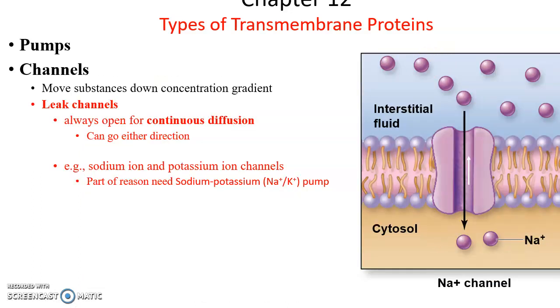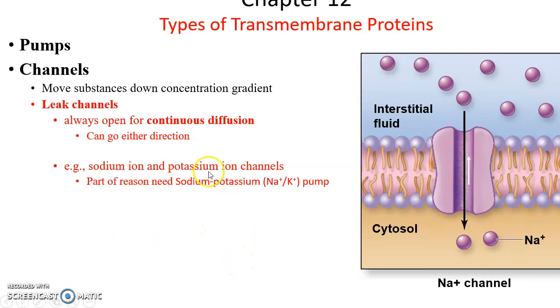Then we have channels. Channels are transmembrane proteins that are open and often always open. So leaky channels are always open. They allow materials of proper size or charge to move from high concentration to low concentration. So diffusion is continually occurring, and sometimes the diffusion can go the opposite direction. So that's what makes them leaky. Usually things are traveling in one direction, high to low, but sometimes things change in concentration gradients and a little bit of sodium can escape.